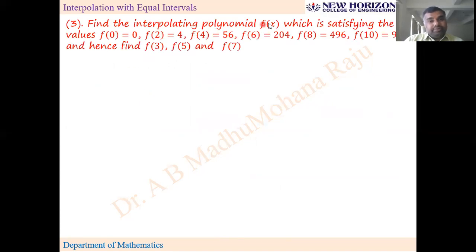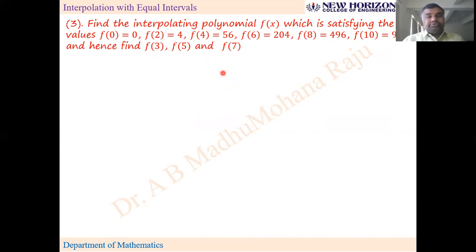Find the interpolating polynomial f of x which satisfies the values f of 0 equal to 0, f of 2 equal to 4, f of 4 is equal to 56, f of 6 equal to 204, and f of 8 and f of 10 are given. Means the function value is given at 0, 2, 4, 6, 8, 10. What is asked? The polynomial. Then it is asked to find f of 3, f of 5, and f of 7.